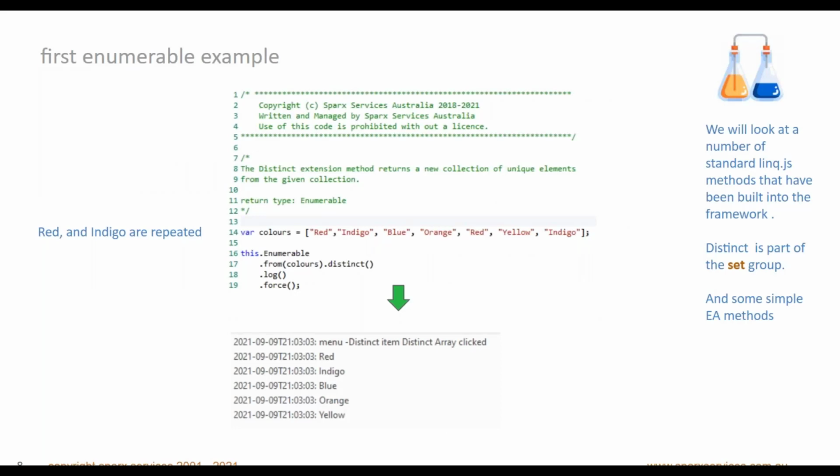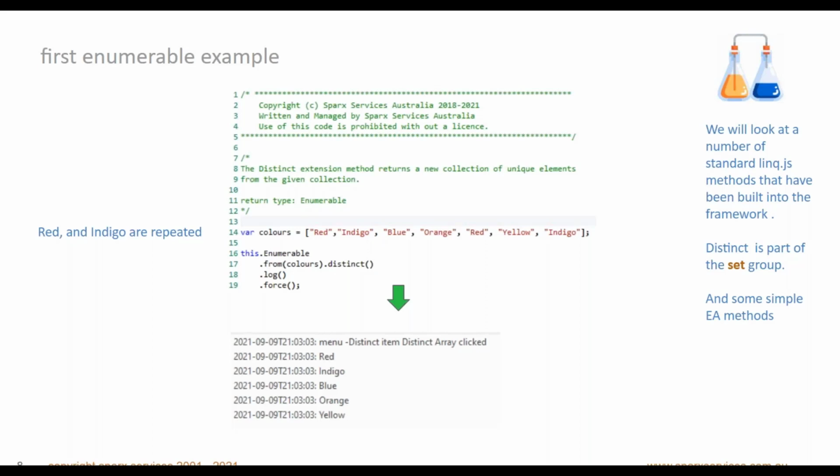So here's an example. The distinct extension method returns a new collection of unique elements from the given collection. We have a large number of examples that are in one of the recipe books, and we're going to have a look at a number of those now and just have a bit of a play with them, really, and just explore some of those.